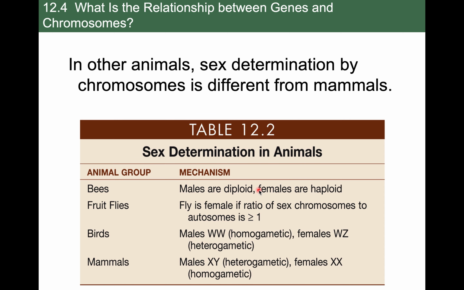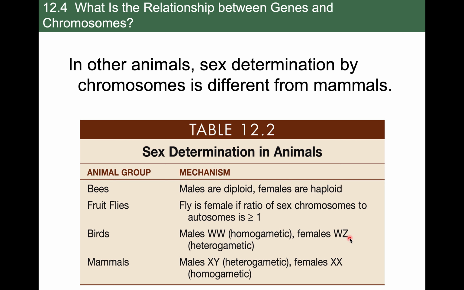But I want to point out this is not the only mechanism in the natural world. So here I'm going to go through this table kind of backwards. You don't have to memorize these different mechanisms for the test, but I just want you to be aware. So we just talked about mammals, males XY, females XX. In birds, it's basically just the opposite scenario. So instead of XY, the sex chromosomes are WZ, but males are homogametic, WW, and it's the females that are heterogametic, WZ.